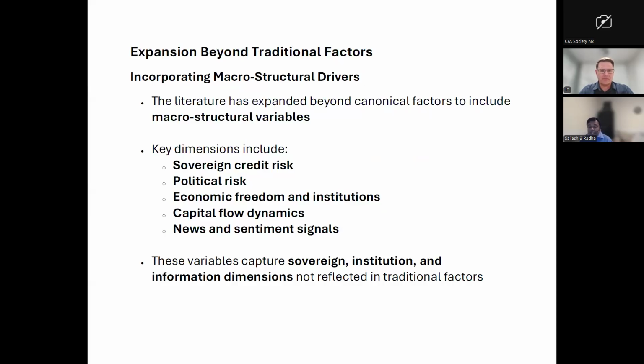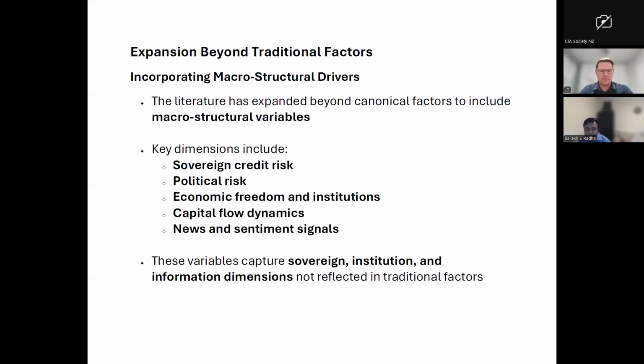So the field, as I said, we talked about briefly, using factor-based country level investing, has evolved beyond traditional factors. We have seen factors related to credit risk, political risk, economic freedom, capital flows, and even news and sentiment become a very crucial part of factor-based country level investing. Right? So they extend beyond market-based factors to also these macroeconomic, political, and information drivers, which we discussed in a previous slide.